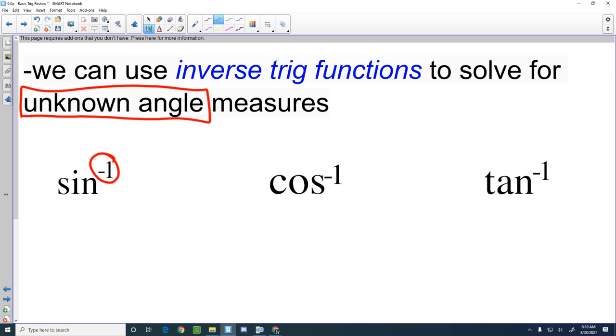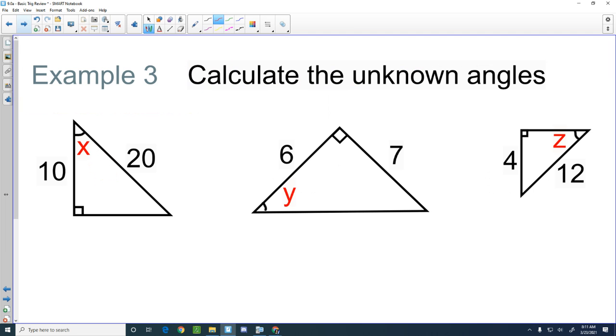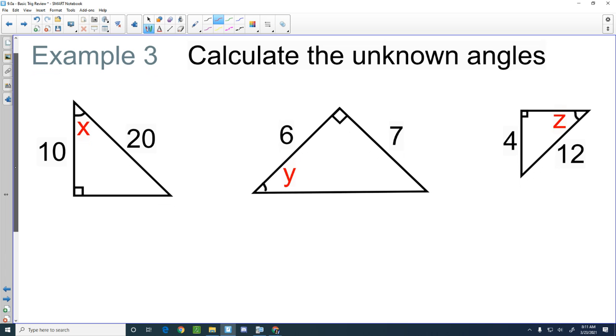And so we use the inverse functions. On your calculator, to use them, you just have to press the second button first, or the shift button. If you notice above sine, cosine, and tangent on your calculator, do you see a little like sine inverse, cosine inverse, tan inverse right above them? So inverse trig functions are for unknown angle measures. So we can use these to calculate the unknown angles.